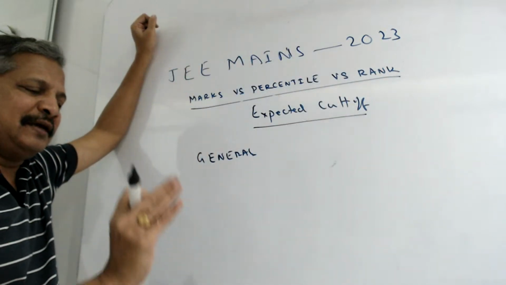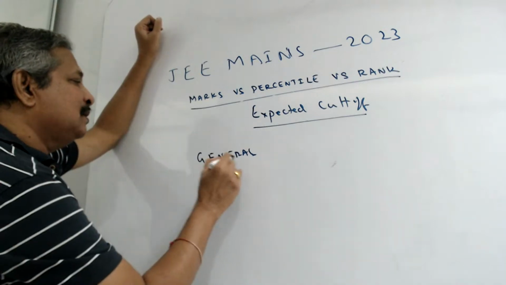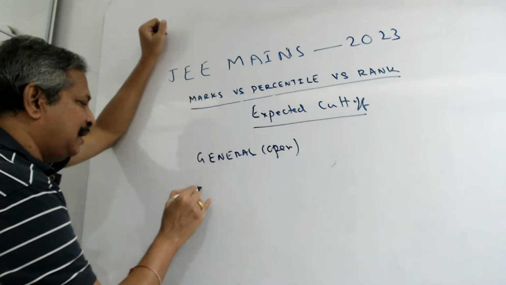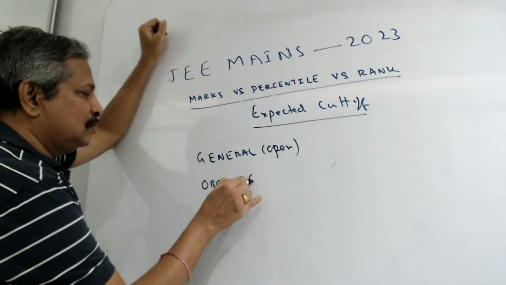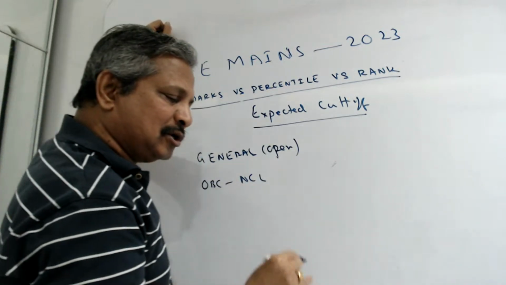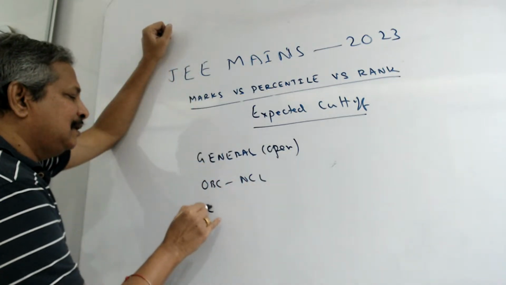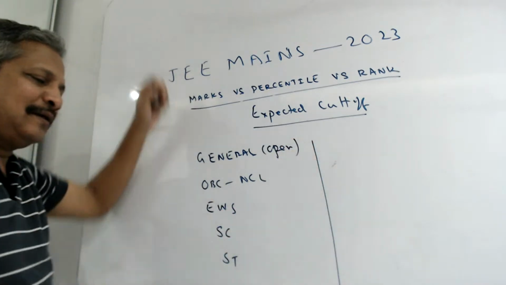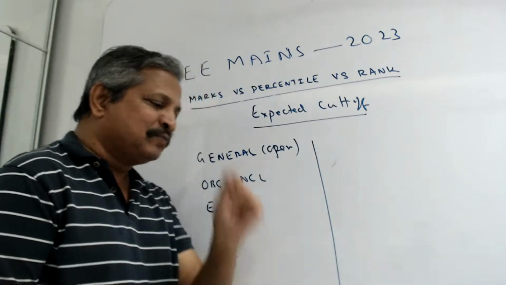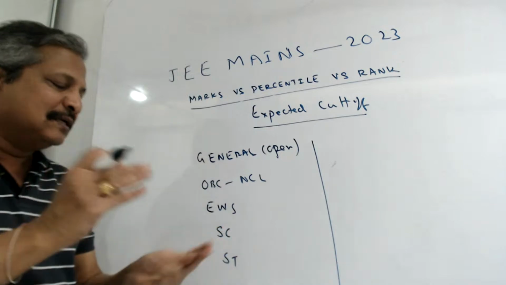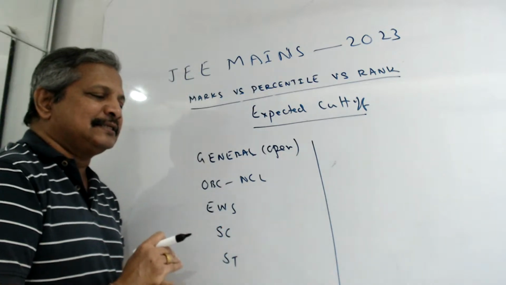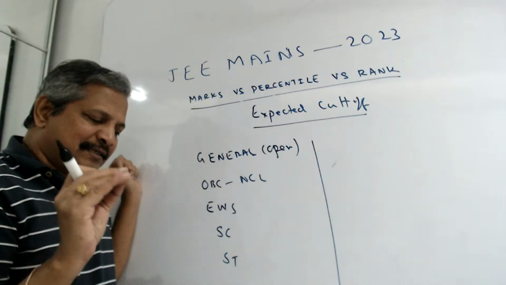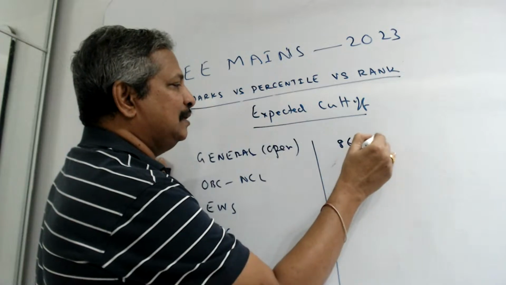So the cutoff for the advanced, which is expected this time, I'm telling. General category, which is also called open category, FC students, forward caste students. And next is OBC NCL, backward caste students, non-creamy layer. And the next is EWS, economically weaker section, SC students, ST students. What is the expected cutoff according to today's morning paper and afternoon paper? Because for the last 15 years I'm analyzing this, depending upon that I'm telling that for the general open category, the percentile is expected around 86 to 88 percentile.